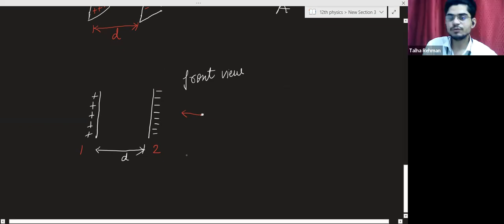Why is it correct? If you want to calculate the direction of electric field at any point, consider there a positive charge. And this is a negatively charged plate, which will attract it. So due to this, the electric field is in this direction, and due to this plate, this is positive and this is positive, so it will repel, which gives the direction of electric field E1.